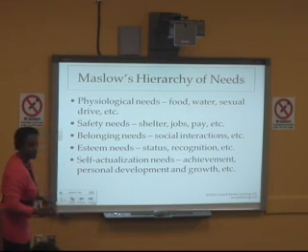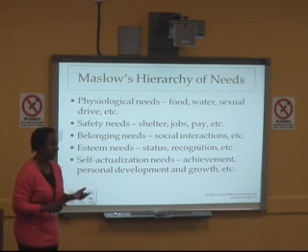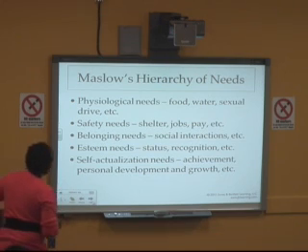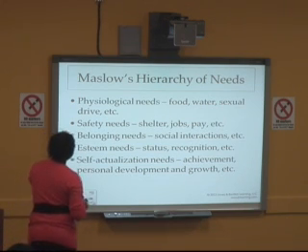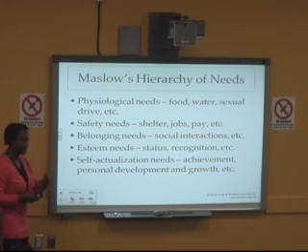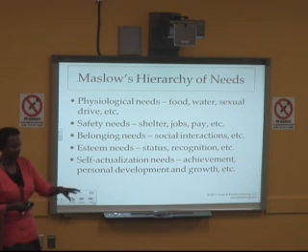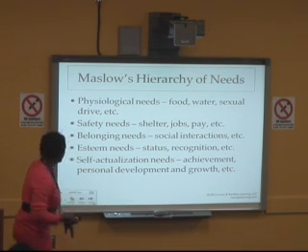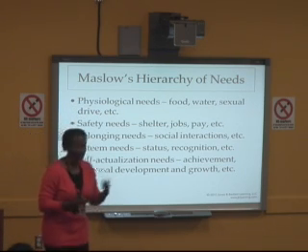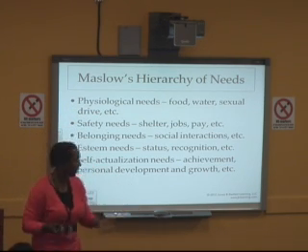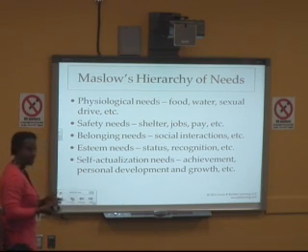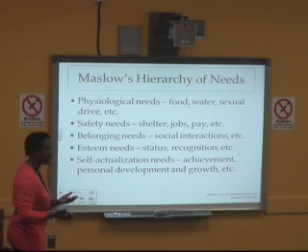Anybody heard of this before? You'll hear about it, I'm sure, in other classes along with this one. It deals with different needs being at different levels, and before you can move up to a different level, you have to accomplish the needs at the first level. So the basic level is the physiological needs. You gotta eat, food, water. Then the next level is safety needs. You need to be safe, you need to have a roof over your head, you need to have job security.